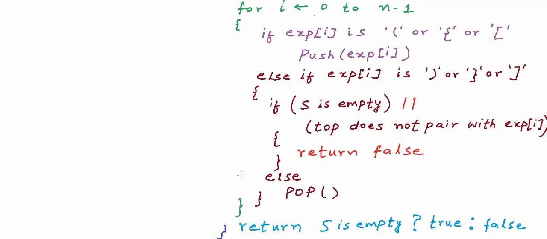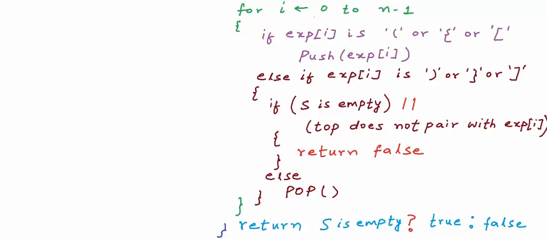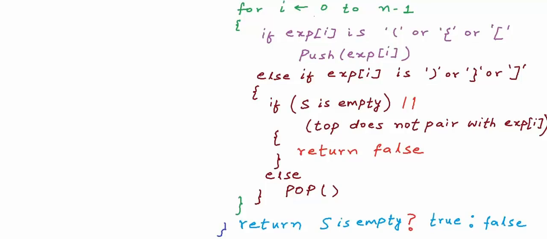Finally, once our scanning is over, we can check whether stack is empty or not. If it's empty, parentheses are balanced. If it's not, they are not balanced. So this is my pseudocode. Let's run through a couple of examples and see whether this works for all scenarios, all test cases or not.